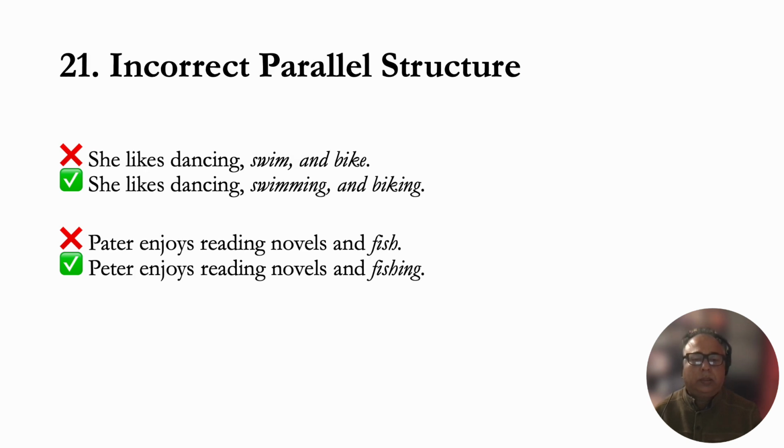Number 21, incorrect parallel structure. What does that mean? It basically means that in a sentence, everything should be grammatically parallel. She likes dancing, swim, and bike. Do you see the error there? She likes dancing. It's a gerund. So now the following words should also be gerunds. She likes dancing, swimming, and biking.